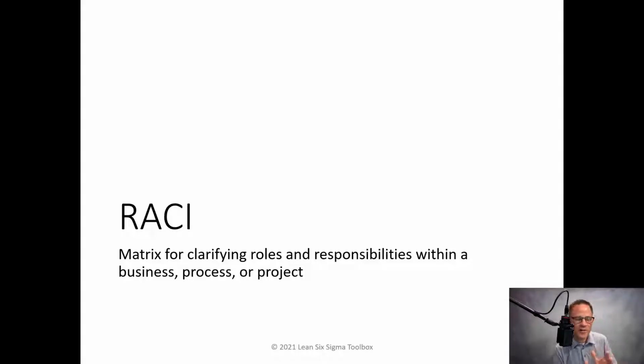Okay, so what is a RACI matrix? It's a matrix for clarifying the roles and responsibilities within a process. Sometimes it's within a project, but basically any work that you're doing as a business, you can use a RACI to define who is supposed to do what so that no balls get dropped and there's no gaps.